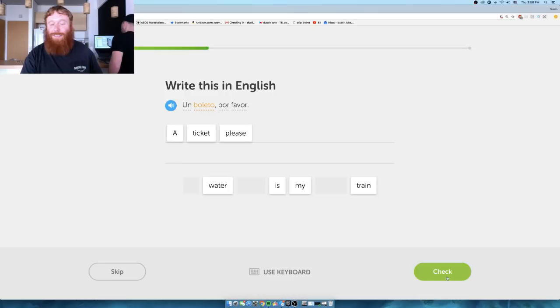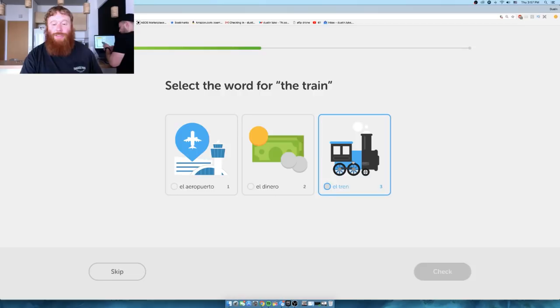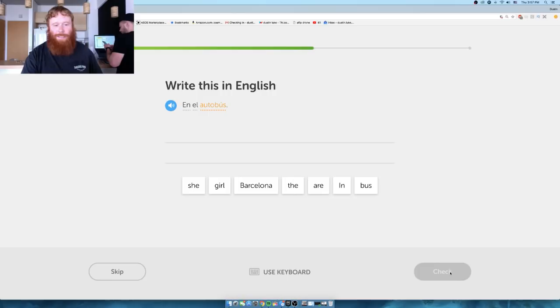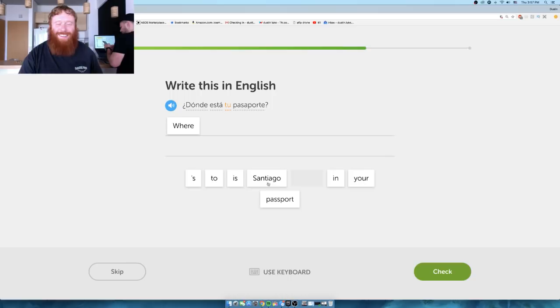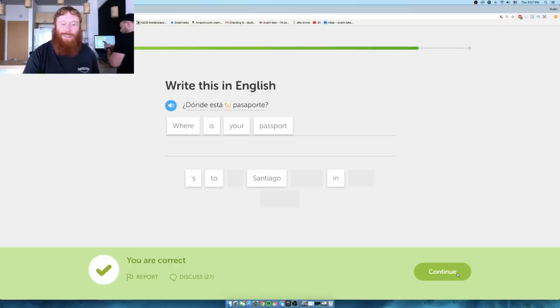Select the word for the train is, it's el tren. So train is train. En el autobús. That means a bus, so that'd be in the bus. ¿Dónde está tu pasaporte? Where is your passport? Always travel with your passport, ladies and gentlemen, or else they won't let you enter.